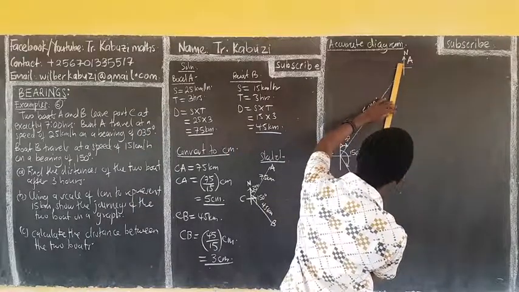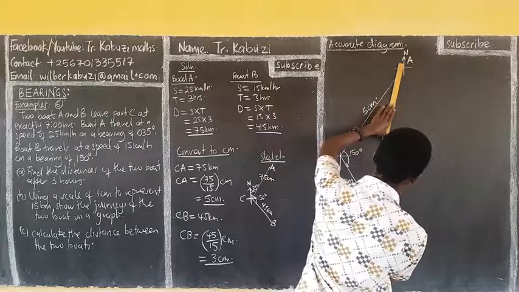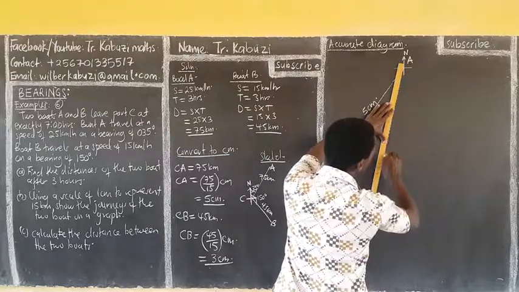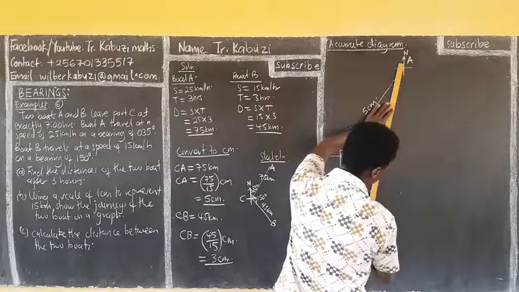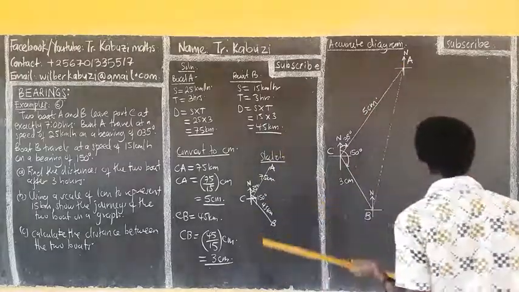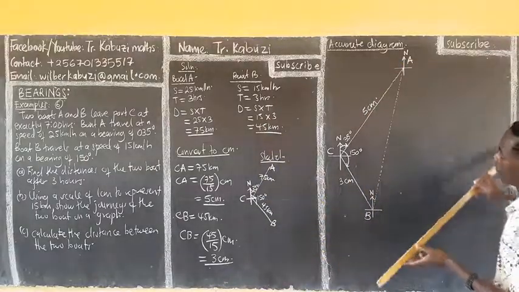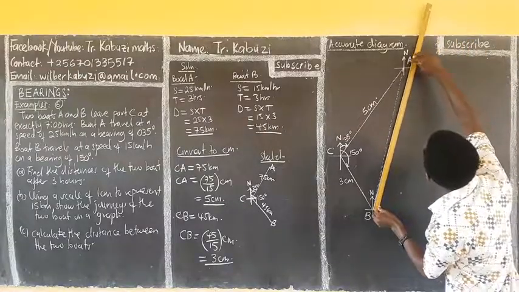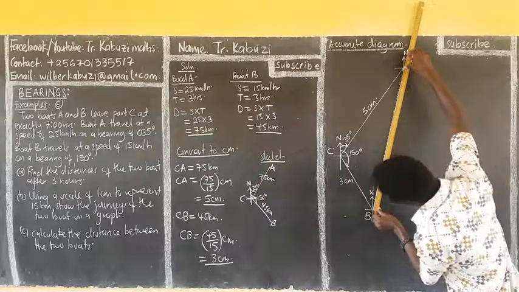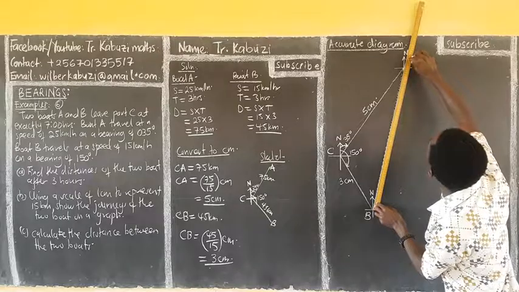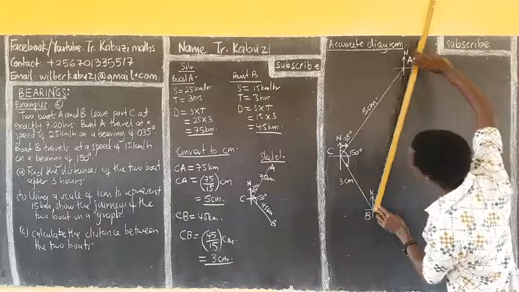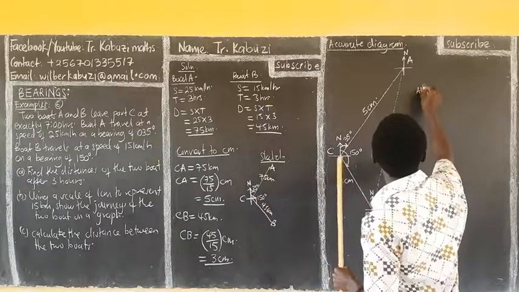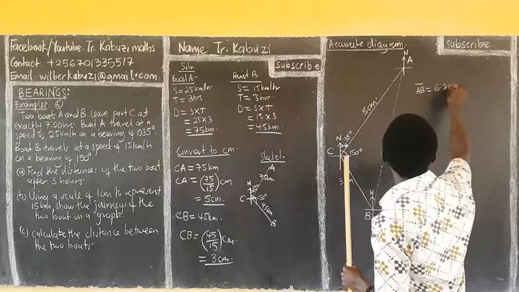So you're doing this so that you can get those distances. So I join from there. Now you just need to measure. I'm going to give you a second alternative. So you measure from here up to here. Mine is 6.8. So the distance AB here, mine is 6.8 centimeters.